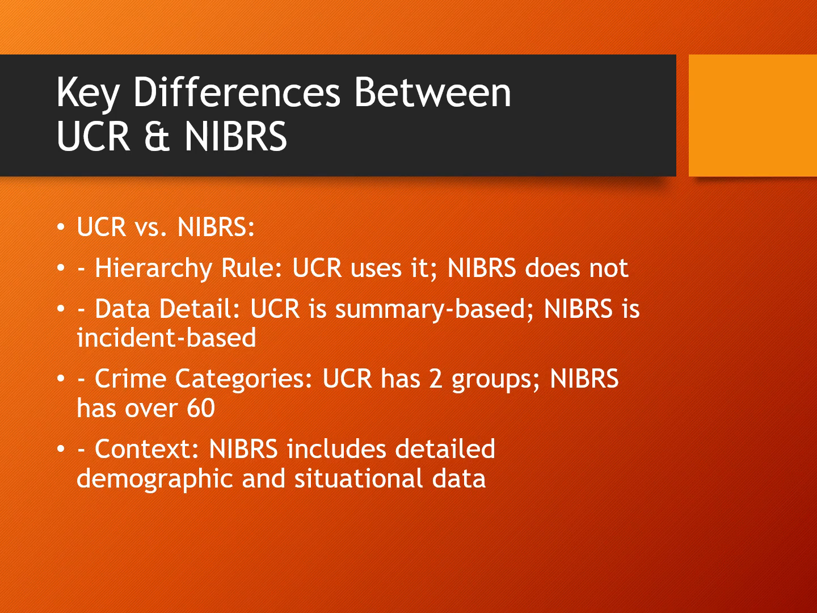Now let's look at the major differences between these two systems. First, the most obvious change is that NIBRS does away with the hierarchy rule. Every offense in a criminal incident is reported, not just the most serious one. Second, the granularity of the data is much greater in NIBRS. UCR gave us monthly aggregates. NIBRS provides incident by incident detail. Third, NIBRS covers a broader range of crimes. While UCR focused mainly on 8 Part 1 offenses, NIBRS breaks down over 60 offenses into more refined categories.